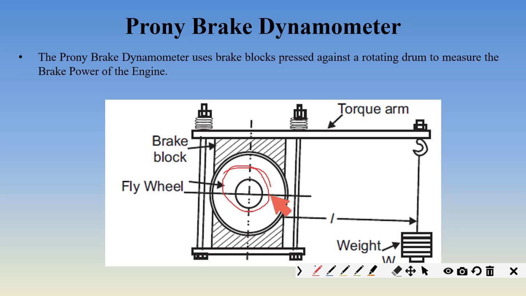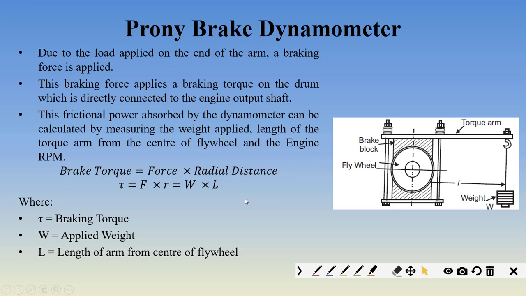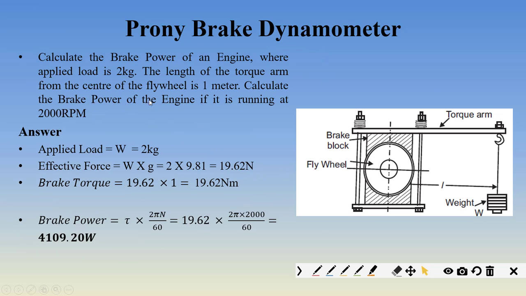The friction is between this drum, which is rotating with the shaft, and these brake blocks. That is how a Prony brake dynamometer works. Hopefully you have understood this. It is pretty simple. You will see an example on this, how a Prony brake dynamometer works.